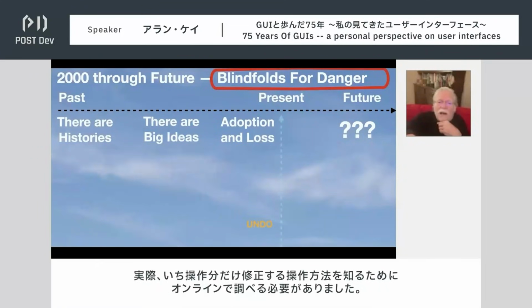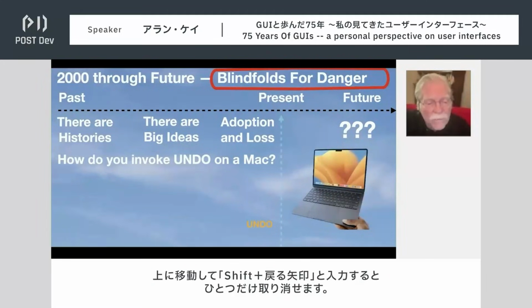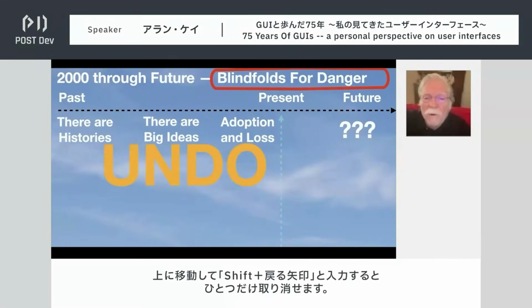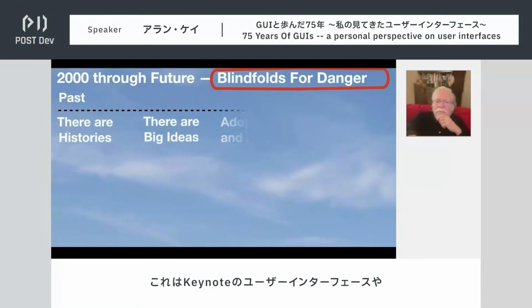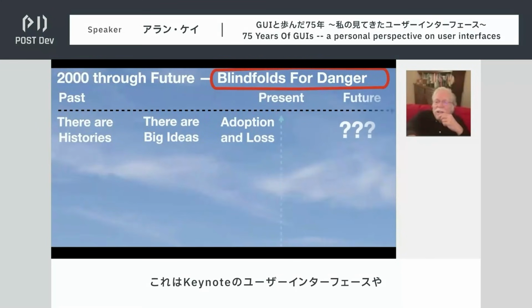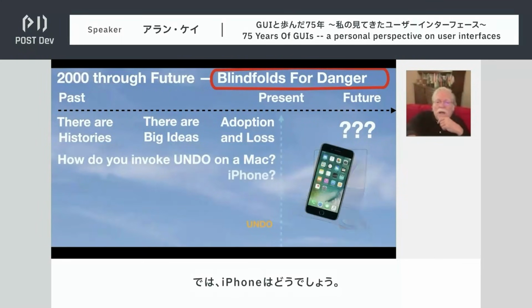And in fact, I had to go online to find out how to do the thing. I have to go up and say shift back arrow, and it will take one away. Okay, shift back arrow. I have to remember that because it's not actually in the Keynote user interface. Help. And how about an iPhone?